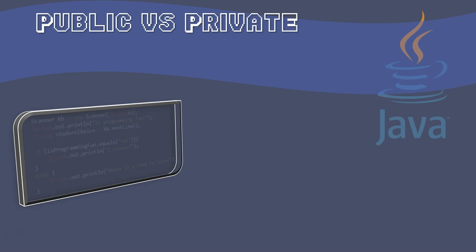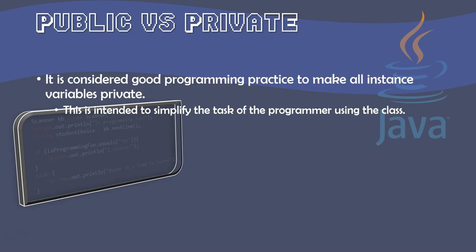So let's talk a little bit about public versus private here. It's generally considered to be good programming practice to make all your instance variables private. This is, of course, intended to simplify the task of the programmer who uses the class. They don't necessarily need to know how your instance variables are being used. They just need to know that they can access them.